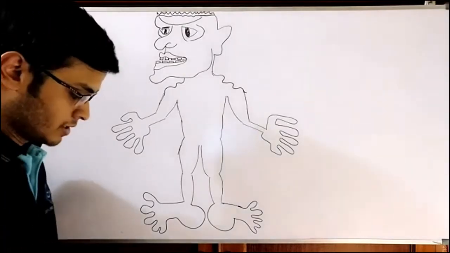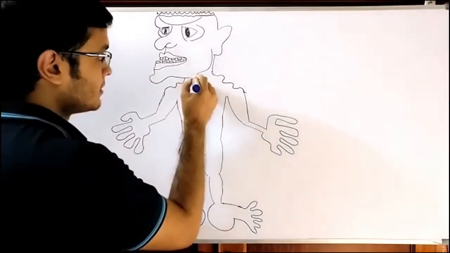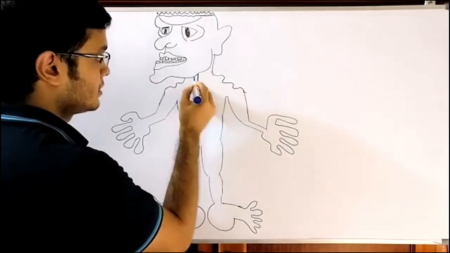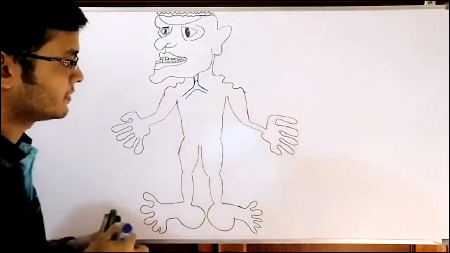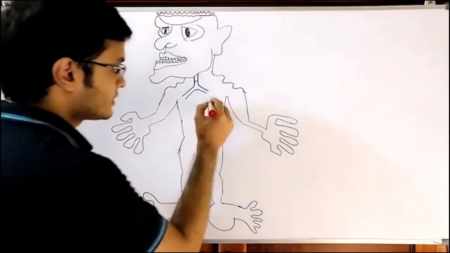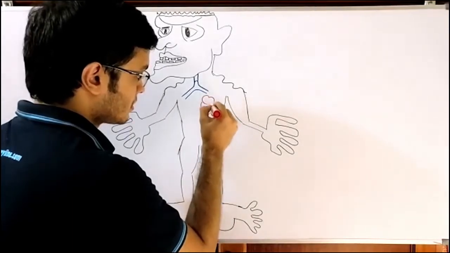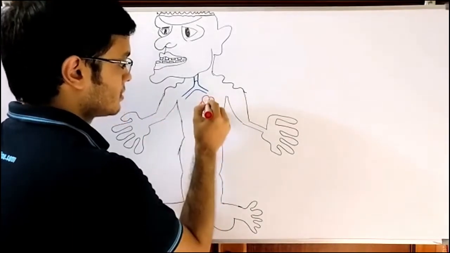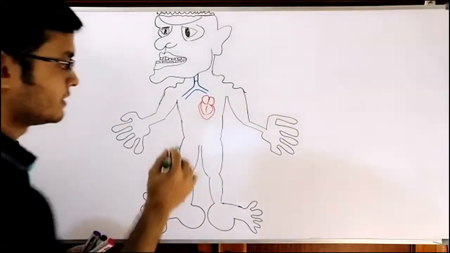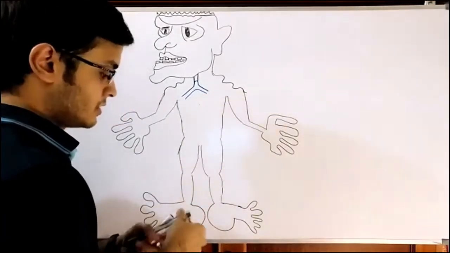And then inside his body also, we will look at a few structures. You can draw the trachea and the larynx there. You can draw the heart here. And then you can draw the liver. Maybe I will draw the heart a little bit smaller, otherwise it becomes too big.